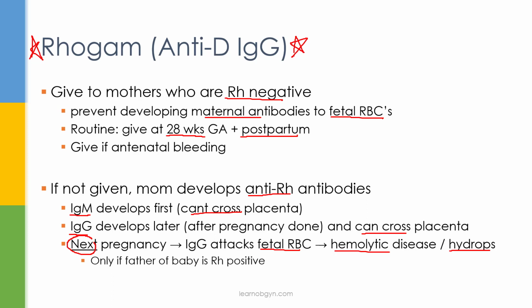And since mom is Rh negative, the only way that a fetus will have Rh-positive antigens is if the father of the baby is also Rh positive. So if you know for sure that the father is Rh negative, you don't have to worry in that particular scenario. That being said, sometimes people don't know who the father is, or they may have a different partner in the future, so it's always important that if a patient is Rh negative, to remember to give them Rhogam. Routinely we give that at 28 weeks and postpartum, but if someone has antenatal bleeding, for example from an abruption, you should give them Rhogam again if they are Rh negative.